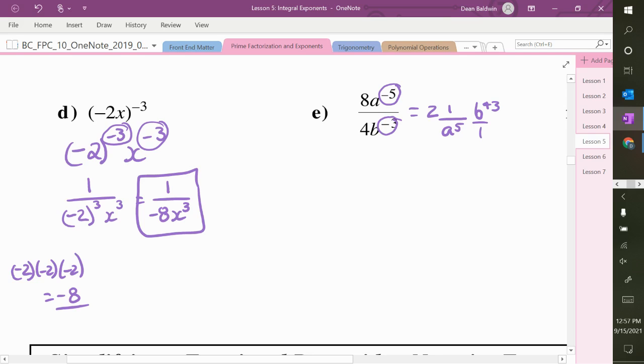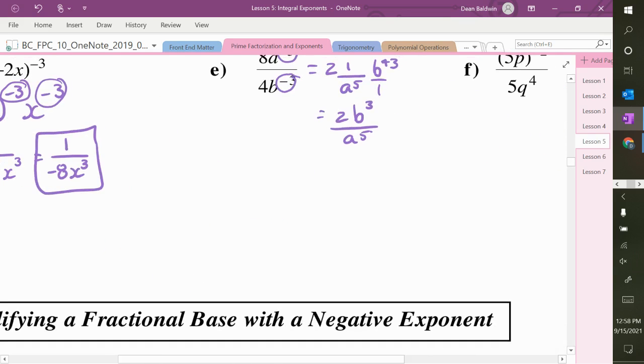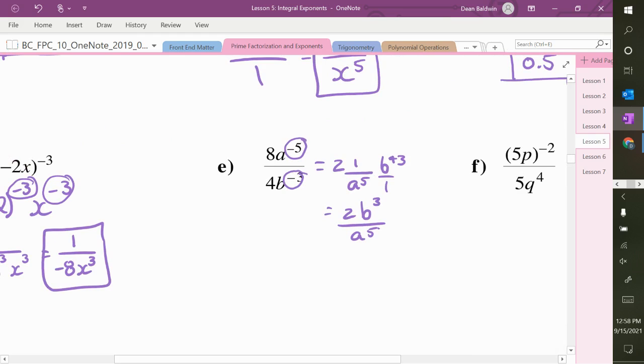You could write it like this. What's 2 times 1? It's just 2. So this is what the book will write. 8 over 4 is 2. And then to make these positive exponents, you flip them up and down.